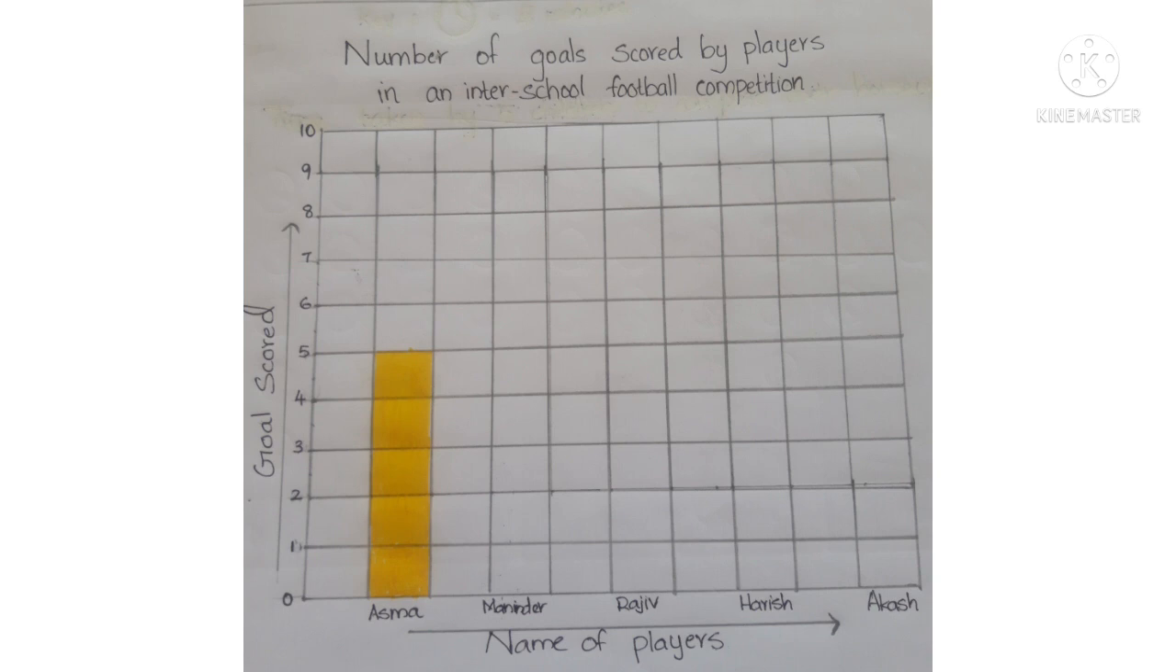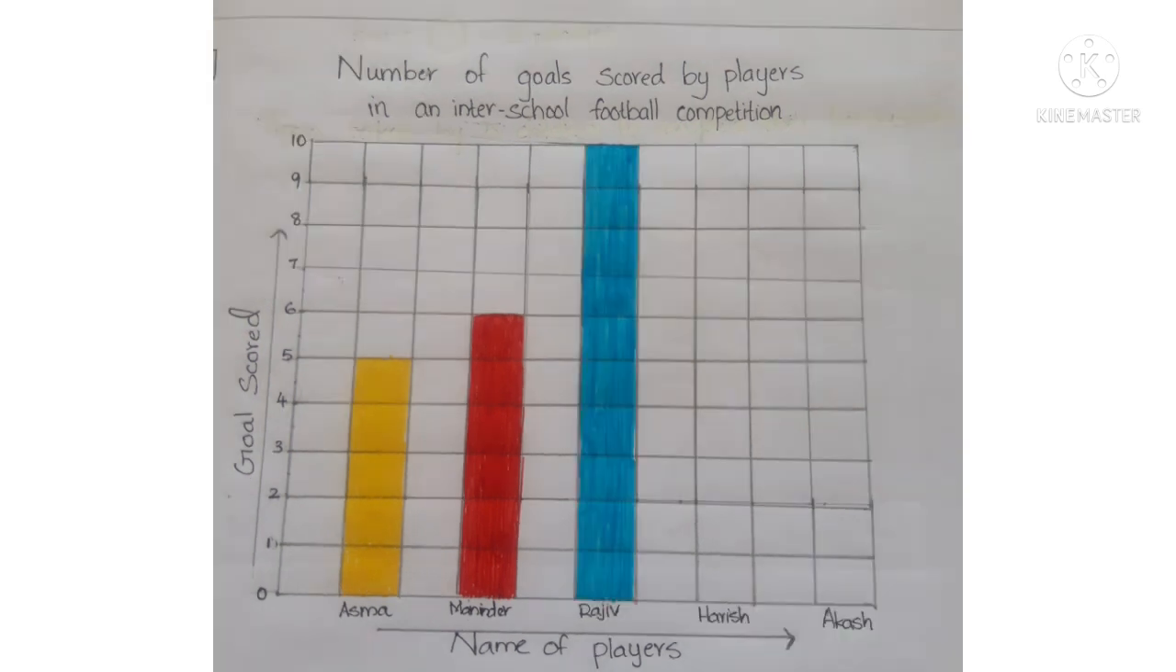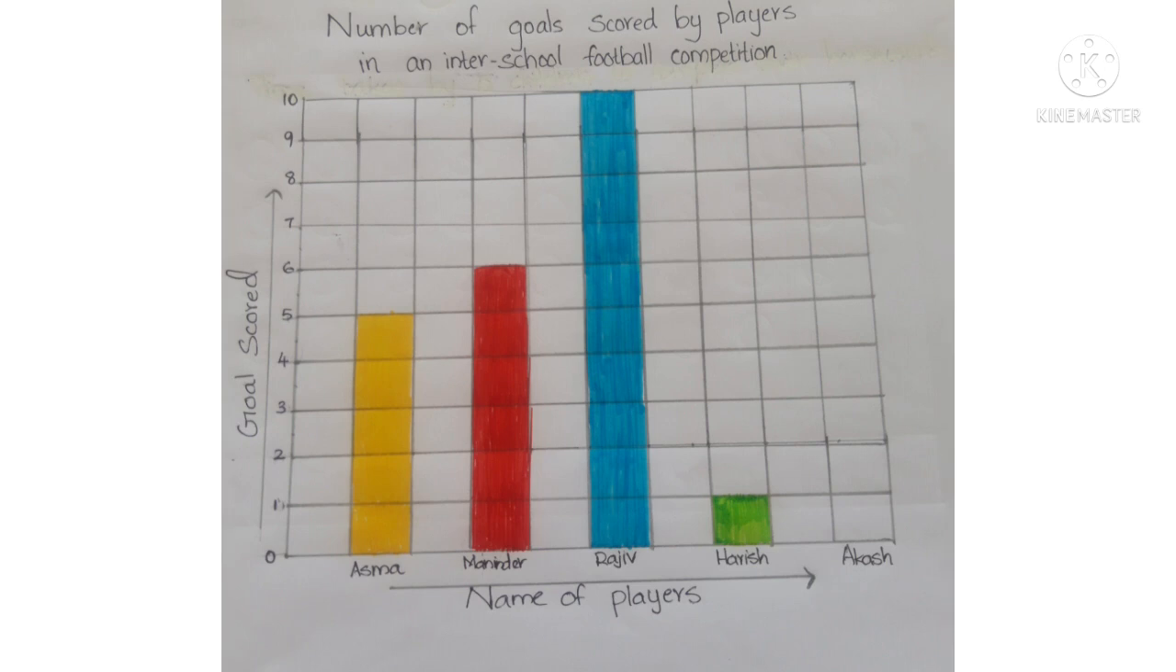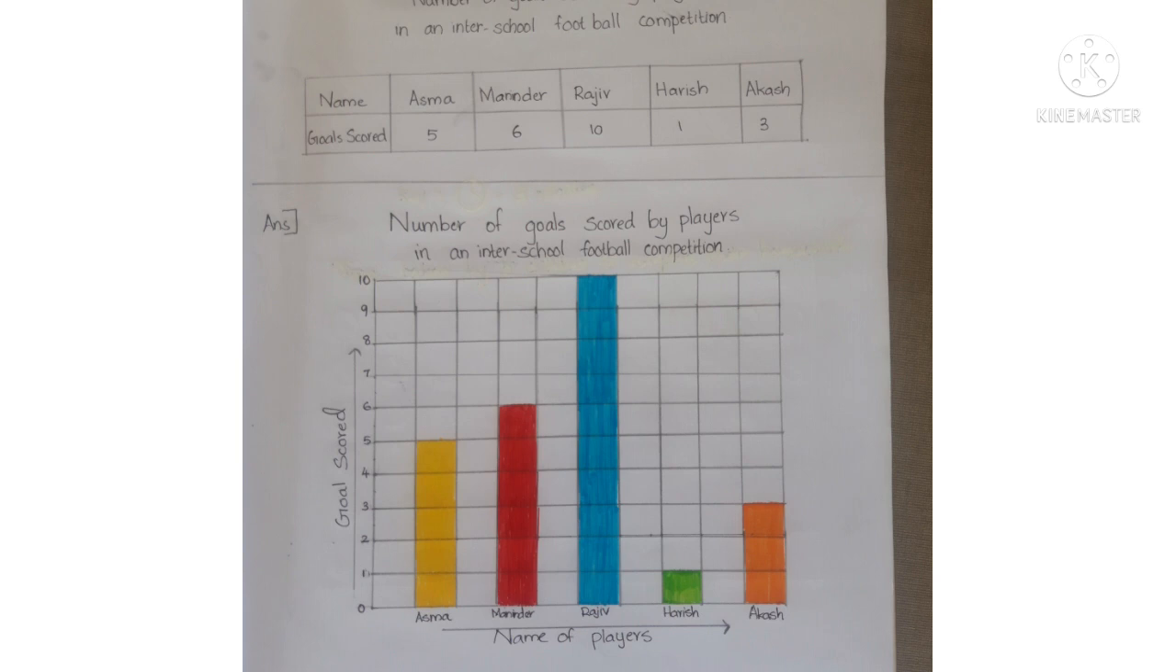And what about Maninder? Yes, he scored 6 goals. So we can color up to 6. Okay. And Rajiv, he scored 10 goals, which means we can color up to 10. Okay. And what about Harish, who scored only 1 goal? So we will color up to 1. And Akash, he scored 3 goals, which means we will color up to 3, just like this. Okay. I hope it is clear to you. Right, children? Is it clear? Yes. So this is how we draw a bar graph based on the given data.